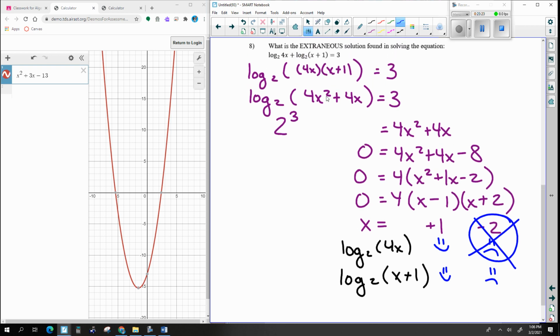Yeah, what is the extraneous solution? Okay. X is equal to 2 is extraneous. Or it should be -2, my bad. -2.